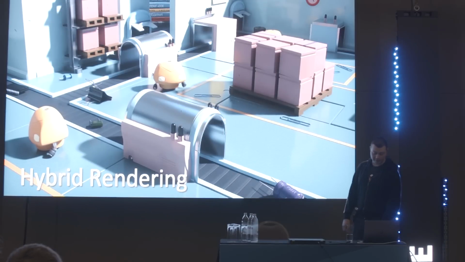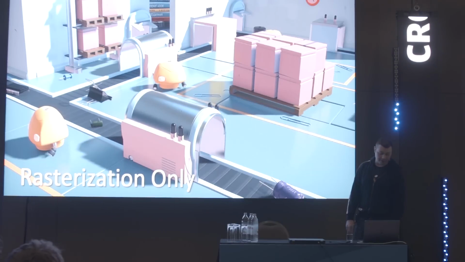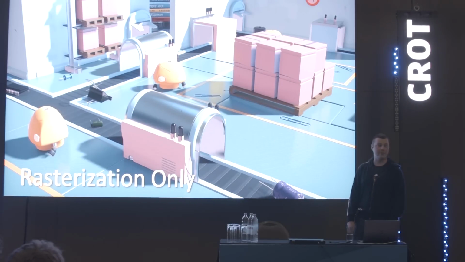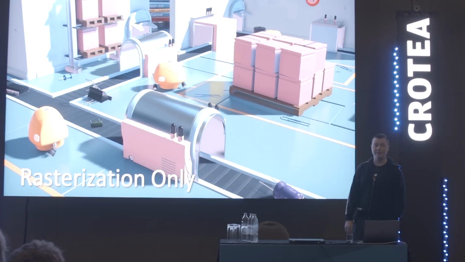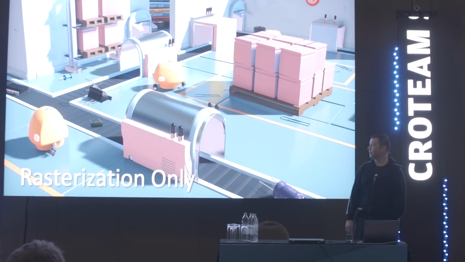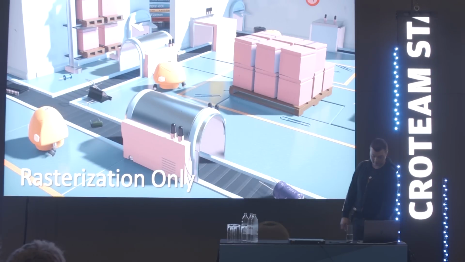Here's an example of a scene using our hybrid rendering pipeline. And here's the same scene using a traditional pure rasterization rendering pipeline. As you can see, most of the visual fidelity holds up between the two, especially with respect to the materials. Let's toggle back and forth a little bit.